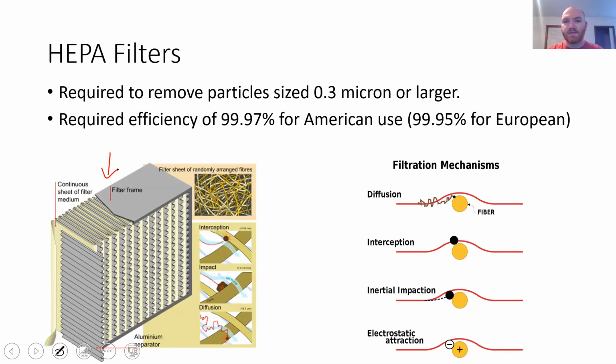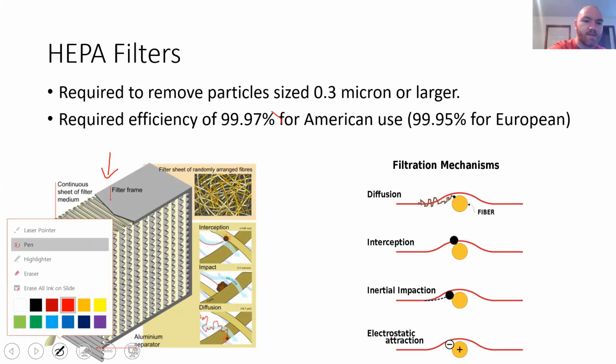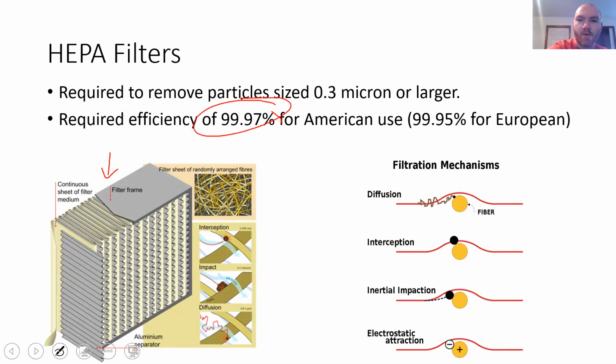There's efficiency requirements for the American and European use. In practice, you're not going to see a difference between these two numbers. Which, I mean, you can detect the difference, but realistically, you're not going to see any meaningful difference between these two. So there's different filtration mechanisms that go into this.